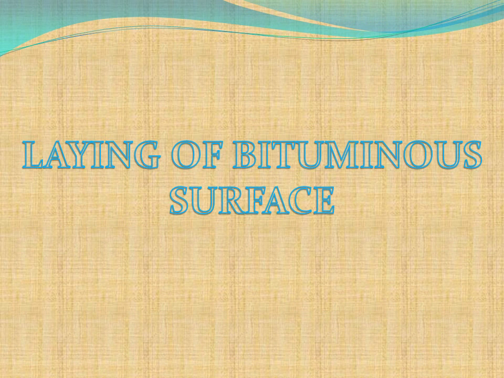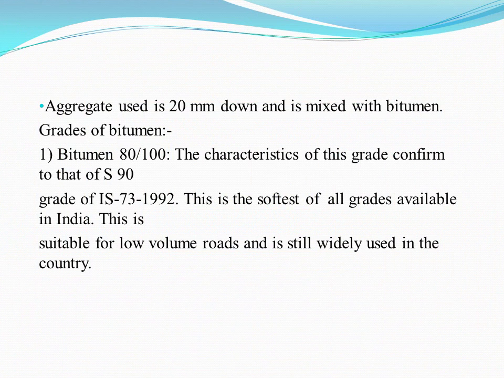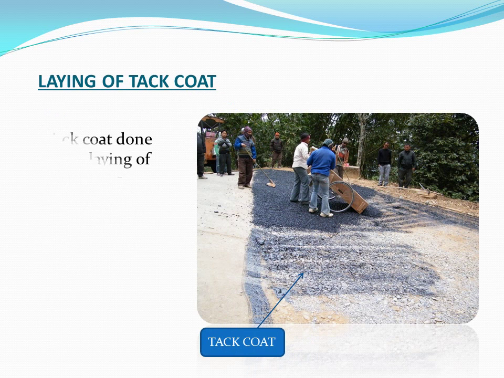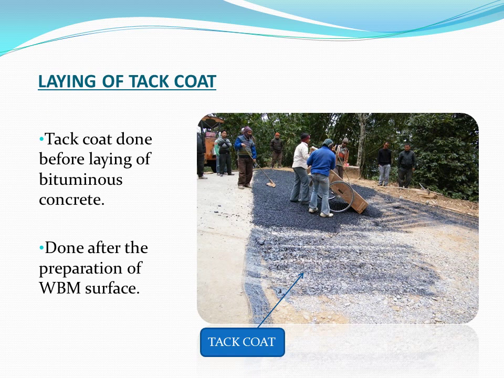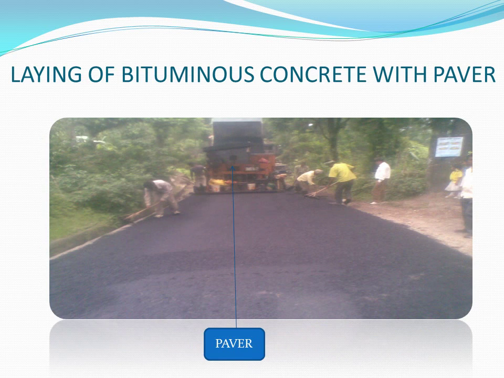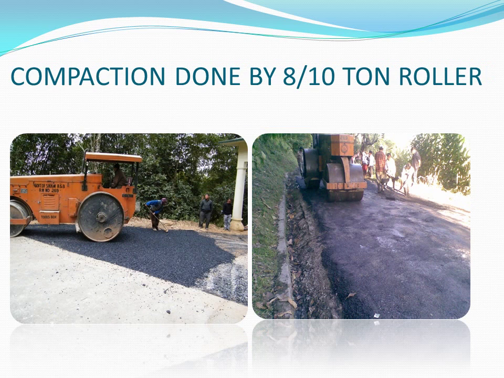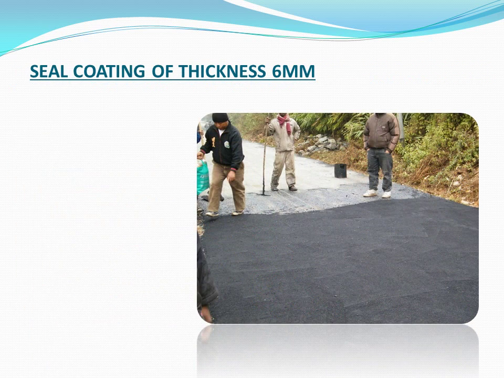Now after this is a layer of bituminous surface. This has to be 20 mm, the aggregate used is 20 mm down size, and it is rolled by an 8 to 10 ton roller. There is also the laying of tack coat, which comes between the bituminous layer and the base course, done by mixing sand and bitumen. This is the laying of bituminous concrete with a paver, rolled by an 8 to 10 ton roller, and these are the photographs.